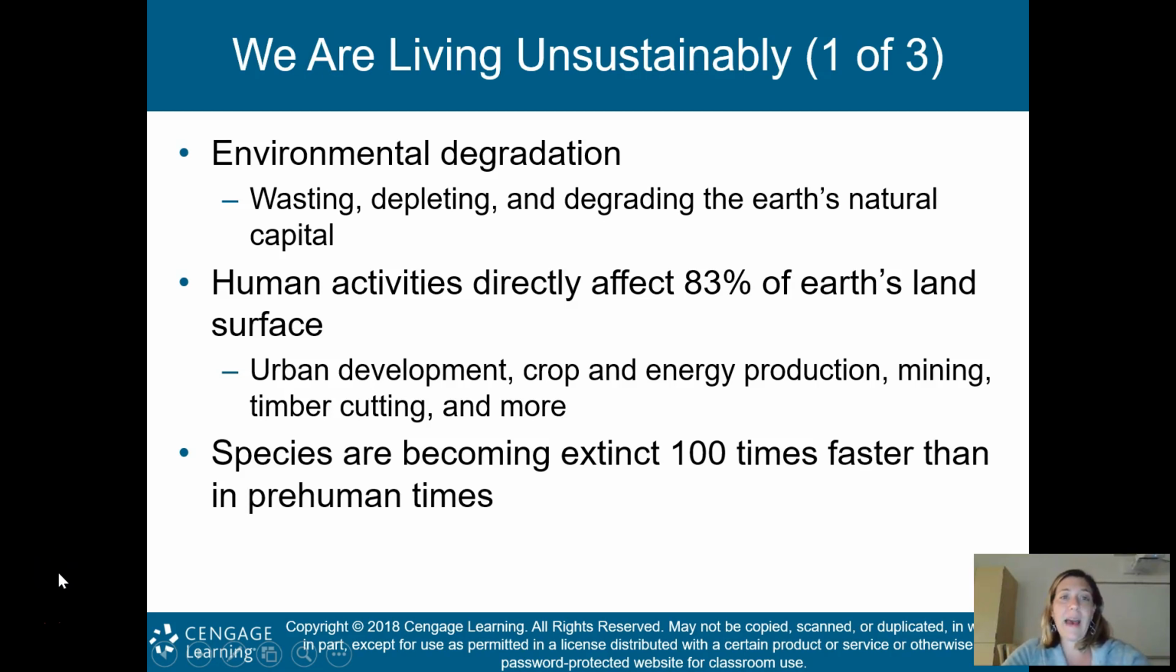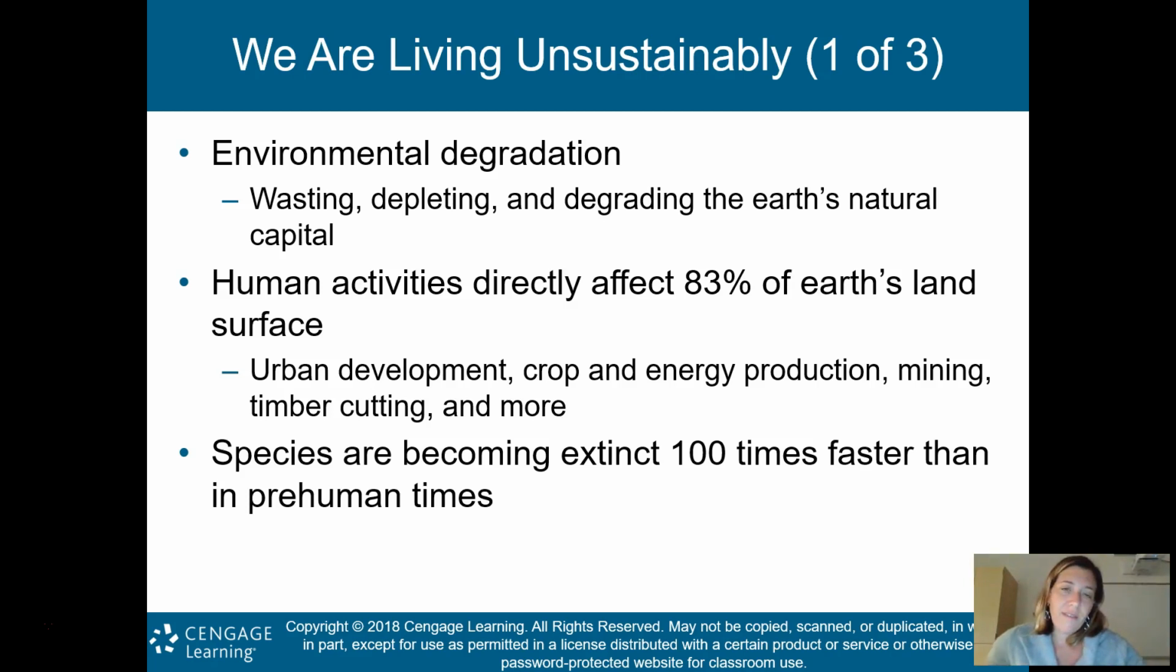Okay, so again, this is the bad news. We're living unsustainably. Through our different activities as humans, we're directly affecting 83% of the Earth's land surface. Here it says through things like urban development, crop and energy production, mining, timber cutting, and more. So more could be things like even just our recreational activities. It could be things like waste burial. There's a whole range of things that we do as humans that impact the earth and are creating environmental degradation.